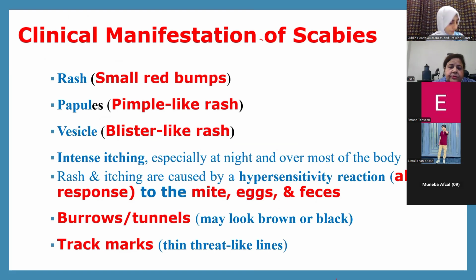Clinical manifestations of scabies: it forms a rash or small red bumps on the skin, papules, a pimple-like rash, and vesicles, a blister-like rash. Intense itching, especially at night, over most of the body. The rash and itching are caused by hypersensitivity reactions, an allergic response to the mites, eggs, and feces, which lie under the skin surface in the burrow, in the form of a tunnel. These burrow tunnels may look brown or black in color. Track marks, thin thread-like lines, show in the skin.